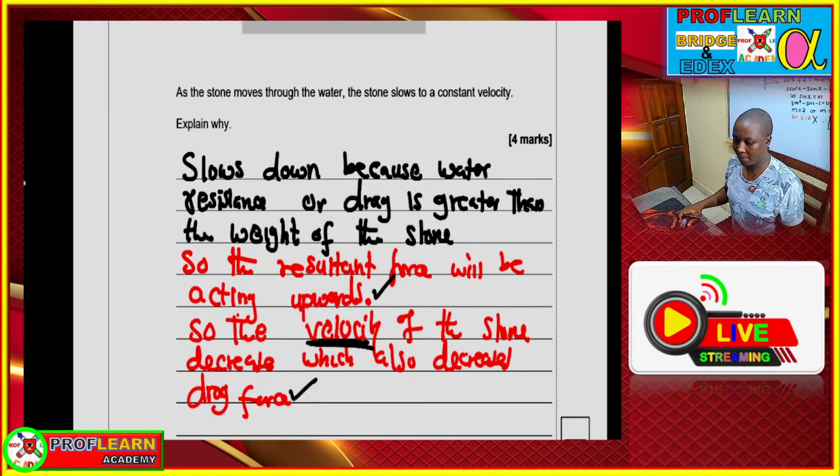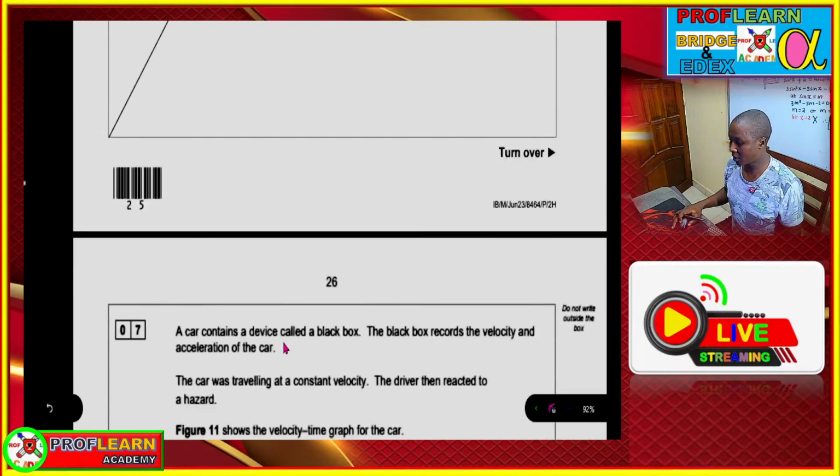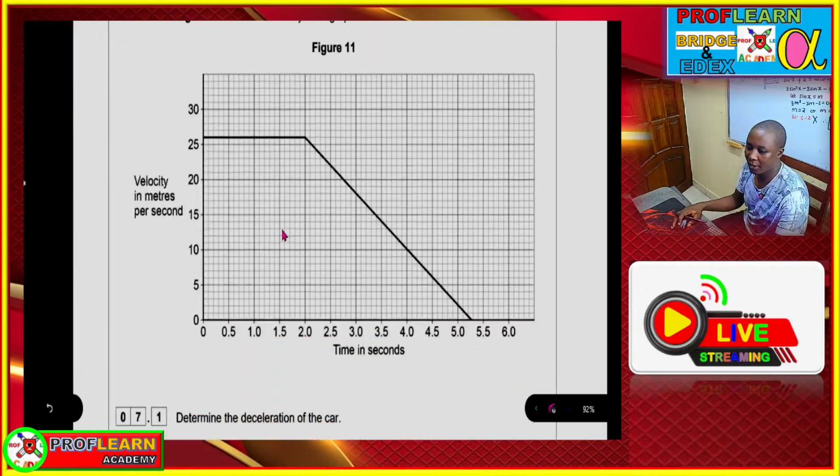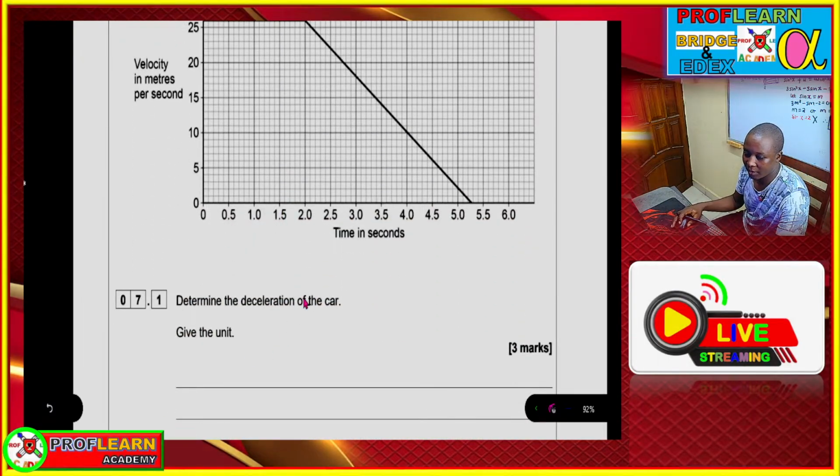All right, so moving on to the next question. The next question is talking about a velocity time graph. Determine the acceleration of the car.